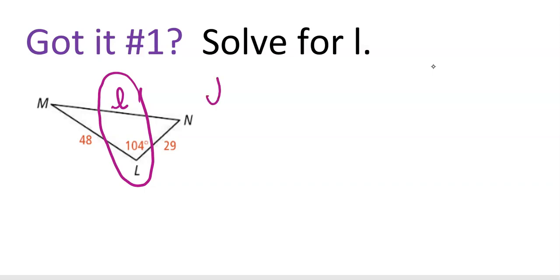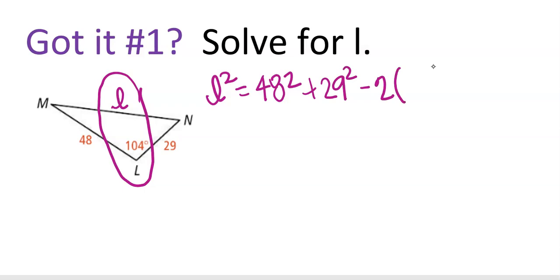L squared equals 48 squared. Notice I'm not being concerned with which order these are in because we're adding them. It doesn't matter. The two that I just wrote down are the two that you multiply by 2.